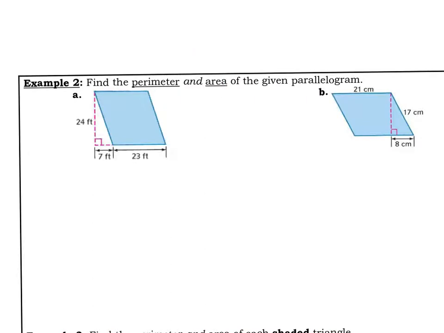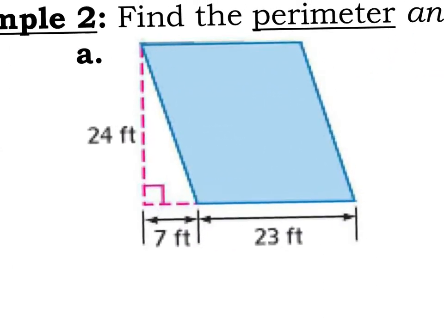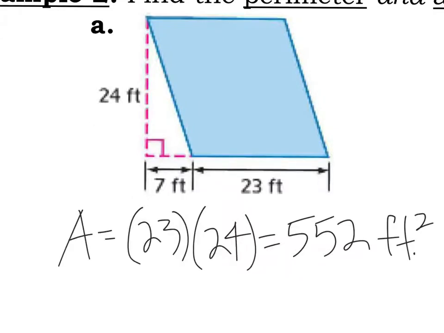In my next two examples, I am going to find the perimeter and the area of the given parallelogram. On part A here, I know my base of the parallelogram is 23 feet, and I know my height of the parallelogram is 24 feet, so that's enough information to figure out the area. I can just do base times height, or 23 times 24. Doing 23 times 24 just gets me an area of 552 square feet.